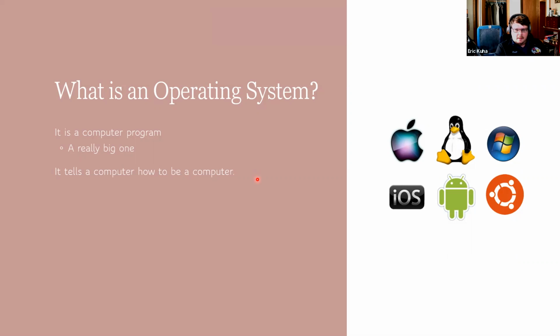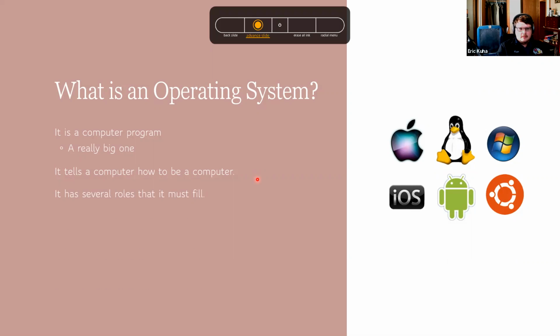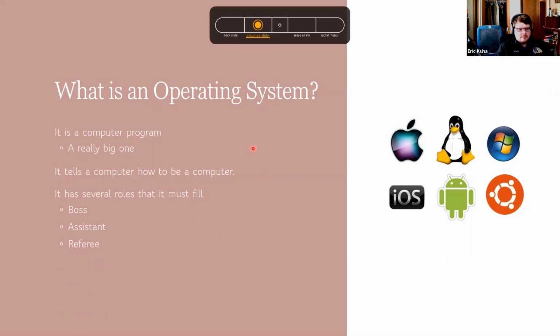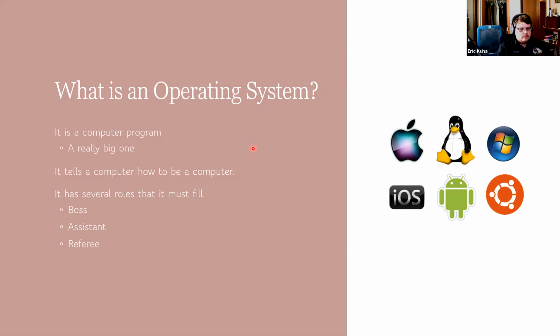Its first job when you first turn on a computer is to tell a computer how to be a computer. This is just inert metal, plastic, and silicon. And at the start, when you first turn it on, it doesn't know anything. It is incapable of performing any useful task. So the first thing that the operating system does is start firing up all those circuits, explain the rules of the game, and establish how a computer is going to behave and do this job. And in this way, it has three main jobs: a boss, an assistant, and a referee.